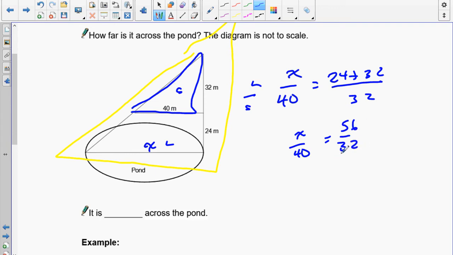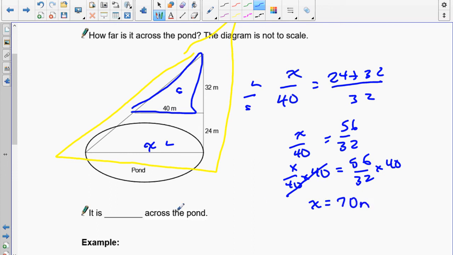Okay, well, let's take a look. We've got to get rid of the 40. It's in the denominator, so somehow I got to make 40 over 40. So I got to multiply the top by 40. So I've got x over 40 times 40, and that is equal to 56 over 32 times 40. Okay, now these cancel, leaving me with 1x or just x. And 56 divided by 32 times 40 is 70, and we are working in meters. So the pond is 70 meters. Hopefully that's what you got.